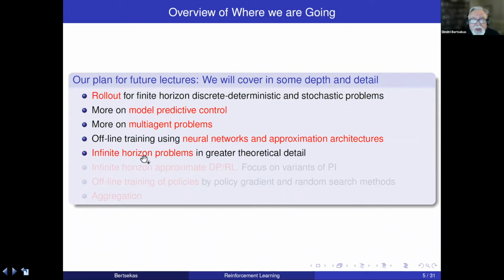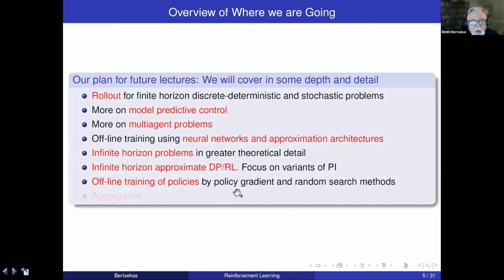Then we're going to spend some time going into infinite horizon problems and develop the theory in greater detail with a little bit more rigor. And then after we have this background, we are going to use it to discuss approximate methods for infinite horizon problems. And our emphasis here is going to be on policy iteration and its various variations. It has many variations. And we're going to see that this is really a fundamental method in the context of infinite horizon problems.